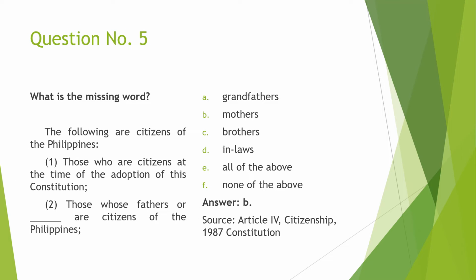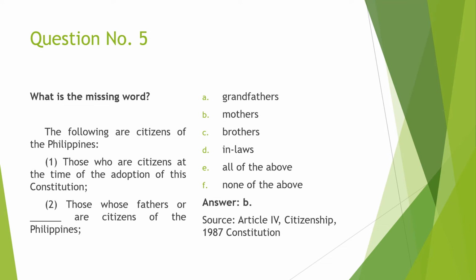Question number 5. What is the missing word? The following are citizens of the Philippines. Number 1, those who are citizens at the time of the adoption of this Constitution. Number 2, those whose fathers or blank are citizens of the Philippines. The choices are letter A, grandfathers, letter B, mothers, letter C, brothers, letter D, in-laws, letter E, all of the above, or letter F, none of the above.